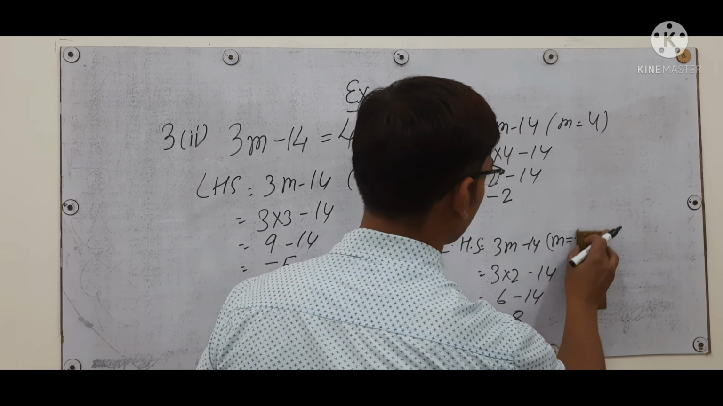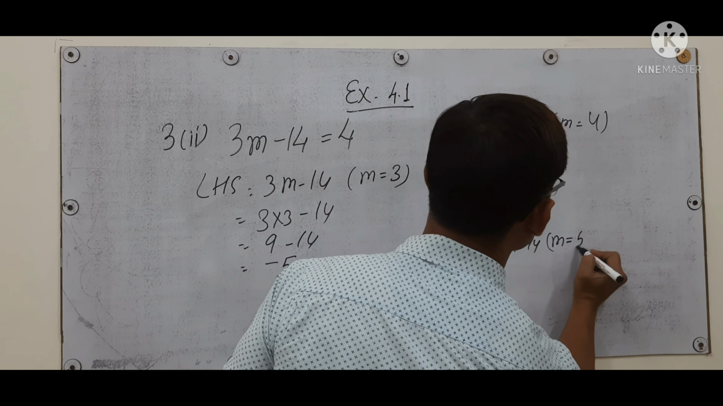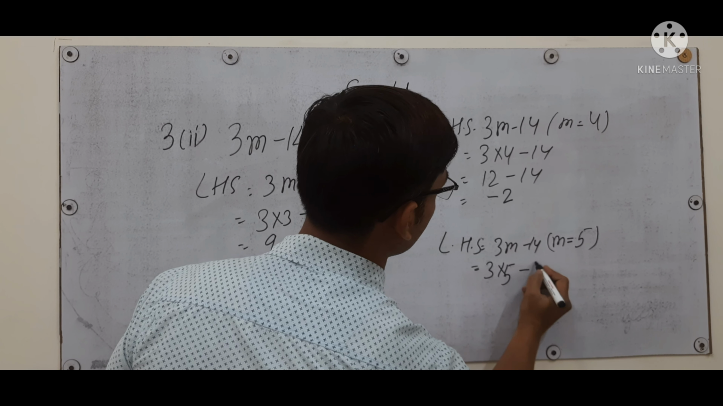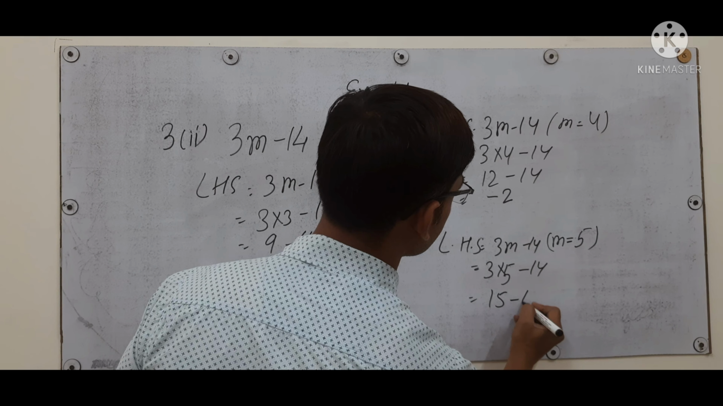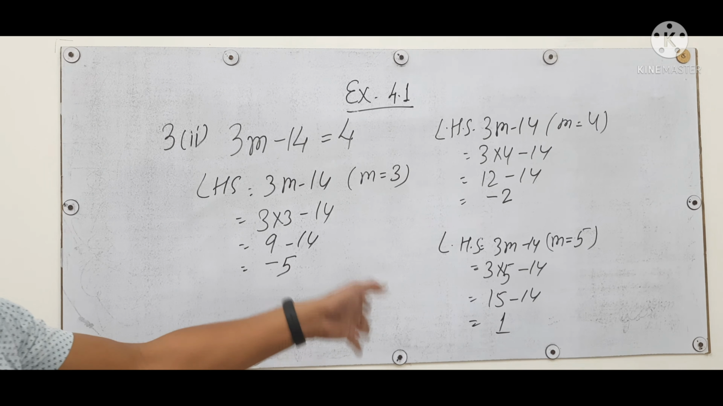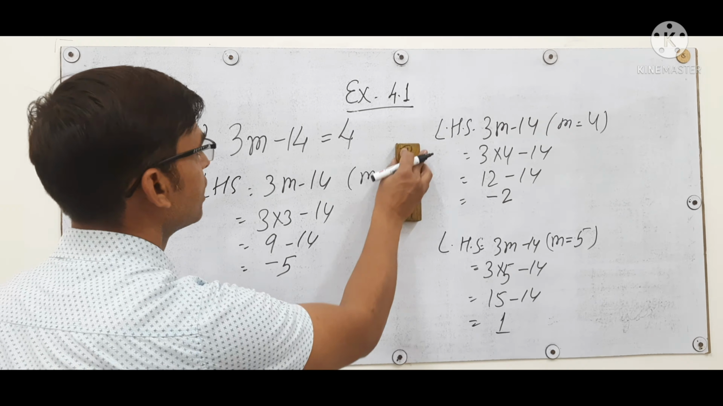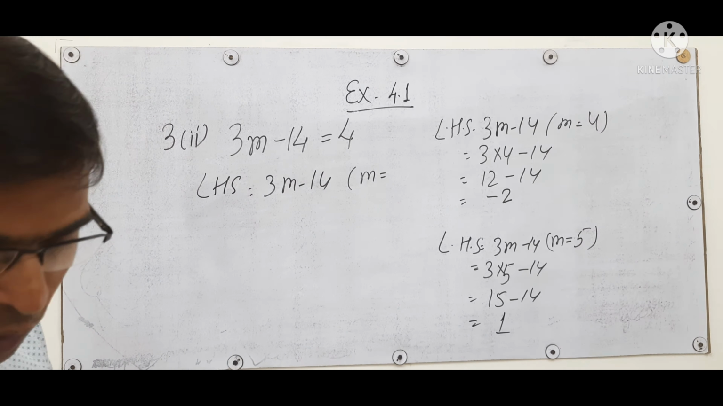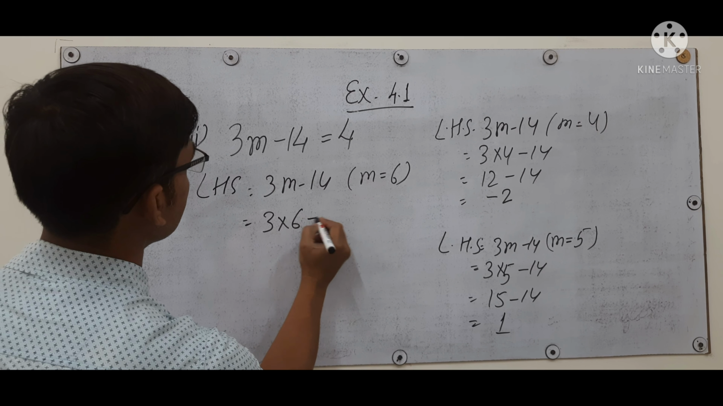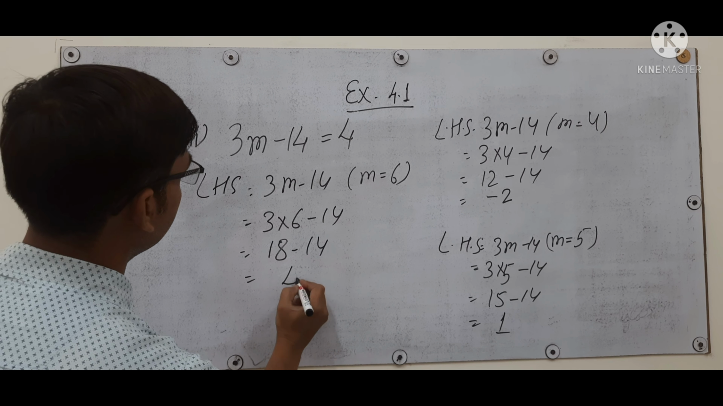Now we will take m equal to 5, and let's check what the possible solution will be. So when m equal to 5, it will be 3 cross 5 minus 14, and it will be 15 minus 14, and the solution will be 1. So here again the left hand side is not equal to the right hand side. So we will try for another number, that is 6, when we put m equal to 6. So let's check it out. 3 cross 6 minus 14, and it will be 18 minus 14, and it will be 4.